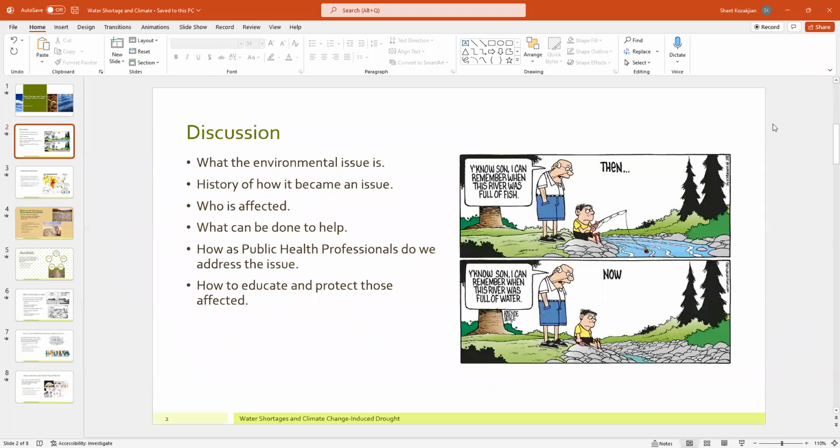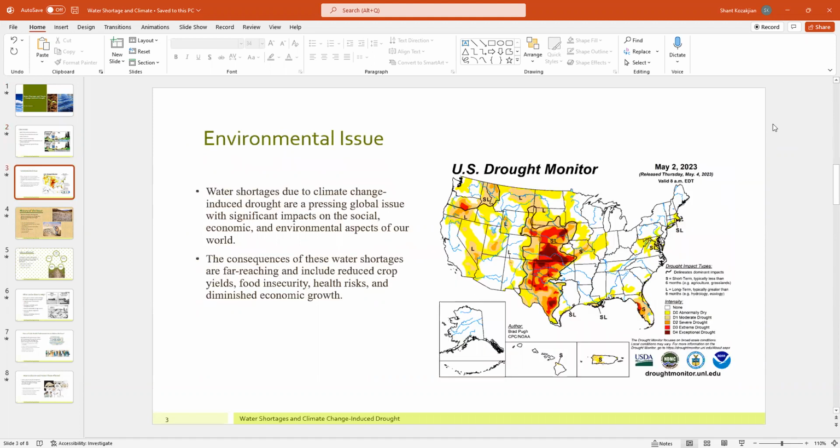In this discussion, or PowerPoint presentation, we're going to talk about what the environmental issue is, the history of how it became an issue, who is affected, what can be done to help, how as public health professionals we address the issue, and how to educate and protect those affected. This is all based on my paper, so let's get right into it.